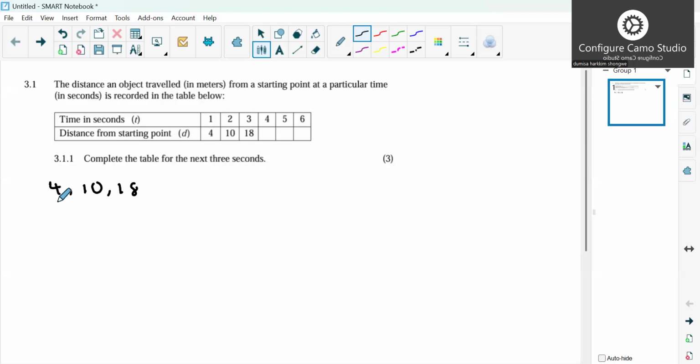What is our second term? It's 10. What is our first term? It's 4. So we're going to have 10 minus 4, which is 6. The first term of the first difference is going to be 6.